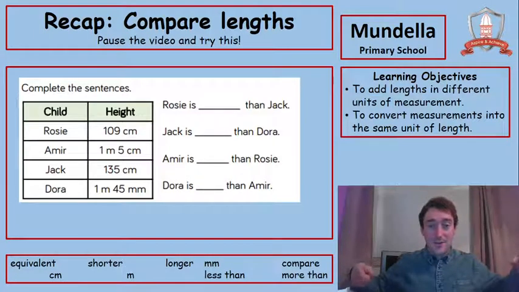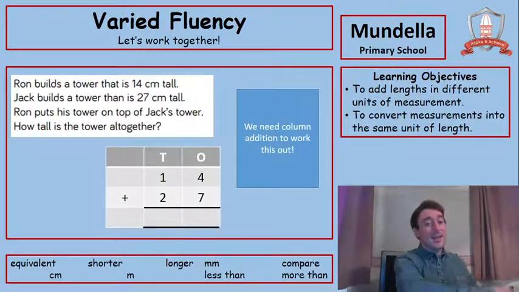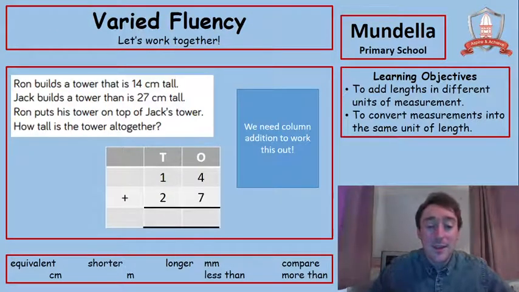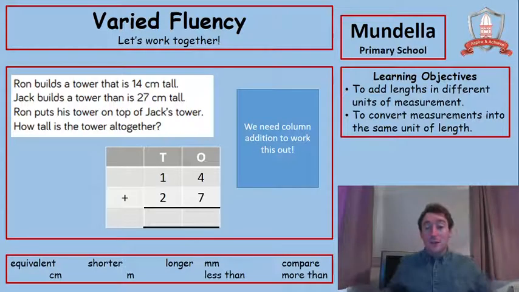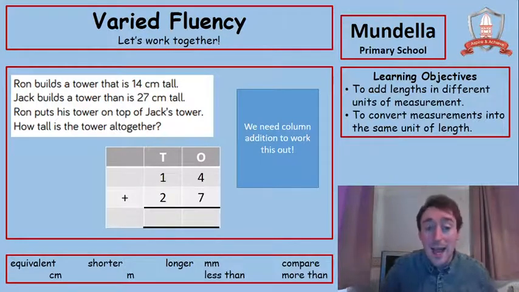Right, hope you got those. Let's have a look at the work we're going to do today. We're going to be doing some adding of lengths. So we're going to need column addition with a ruler to put those equal signs on your page as well to work out our problems.